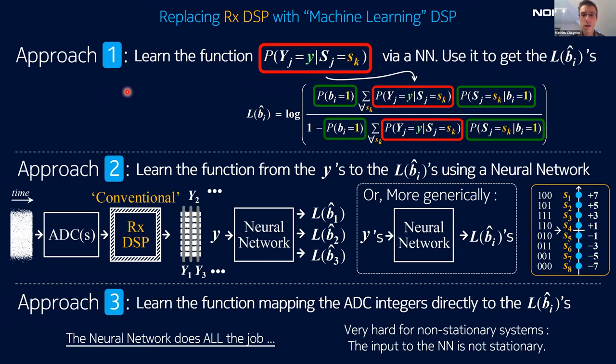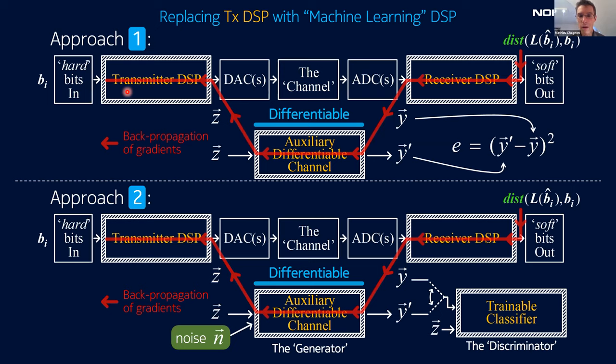For TX, we learned two things: either training an auxiliary by minimizing the square distance, or using this GAN technique, this generative adversarial network technique, which is quite computationally hungry, but does work.